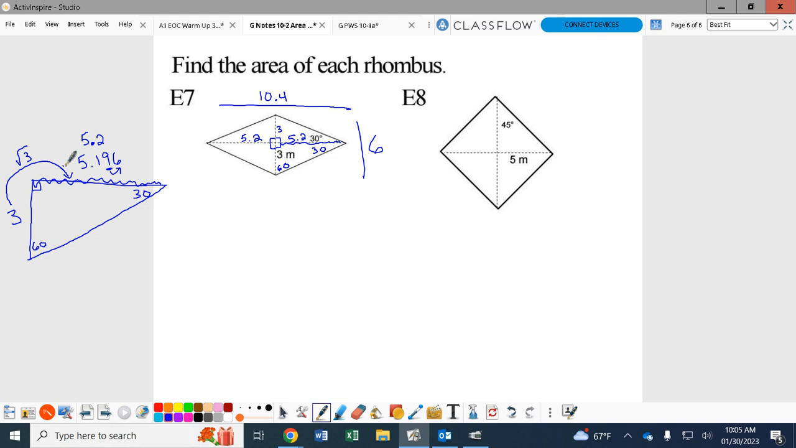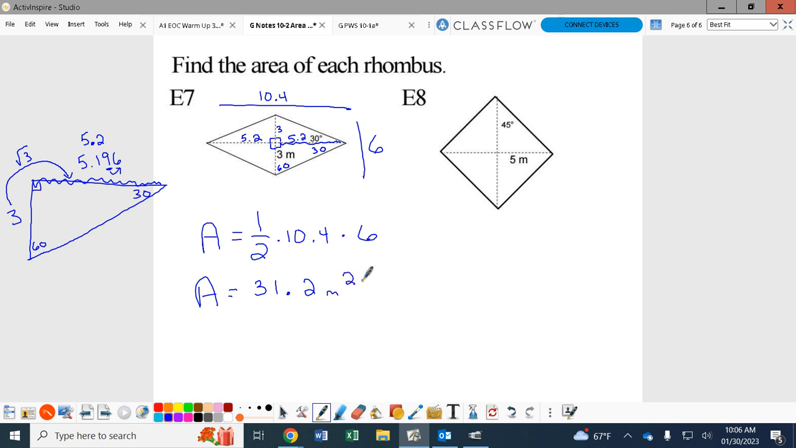Guys, it's old stuff. They expect you to remember those magic numbers. They're not going away. They're going to keep showing up. They're going to be on your test. Be careful. So, find the area of that. It's just 1/2 diagonal 1, which is 10.4, times diagonal 2, which is 6. So 1/2 diagonal 1 times diagonal 2 would be around 31 point what? 31.2, and that would be meters squared.